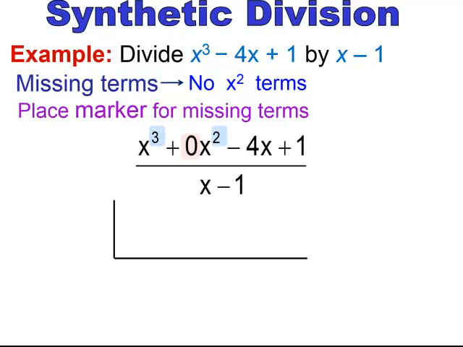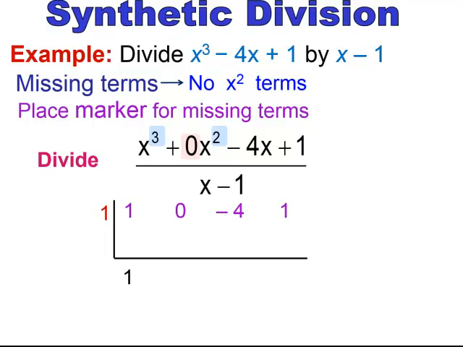So again, the first thing I'm doing is, whatever I'm dividing by is going to be the opposite. So it's a minus 1, so it's going to be positive 1 on the outside. I'm putting all the coefficients in. It's 1, my place marker 0 for the x squared, the negative 4 and the 1. And I'm doing my synthetic division.